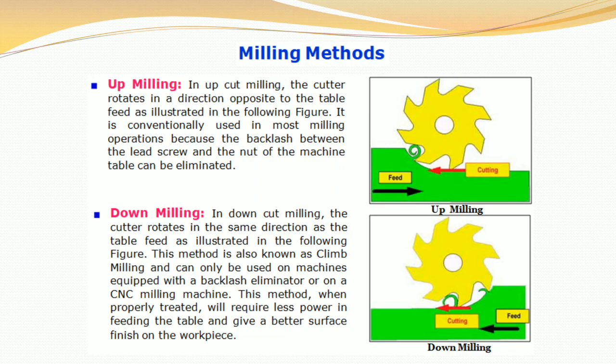Now describe them. Up milling. In up cut milling, the cutter rotates in a direction opposite to the table feed, as illustrated in the following figure. It is conventionally used in most milling operations because the backlash between the lead screw and the nut of the machine table can be eliminated.